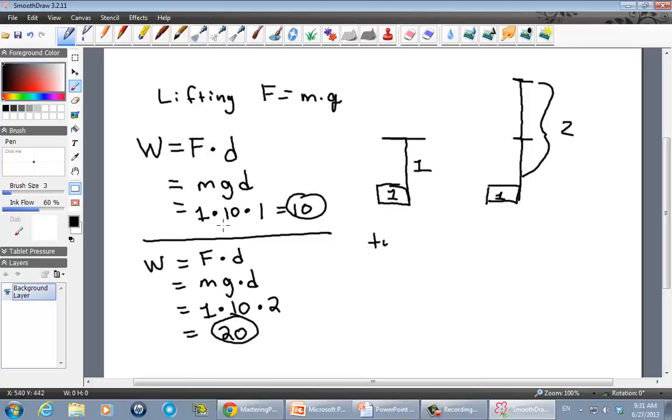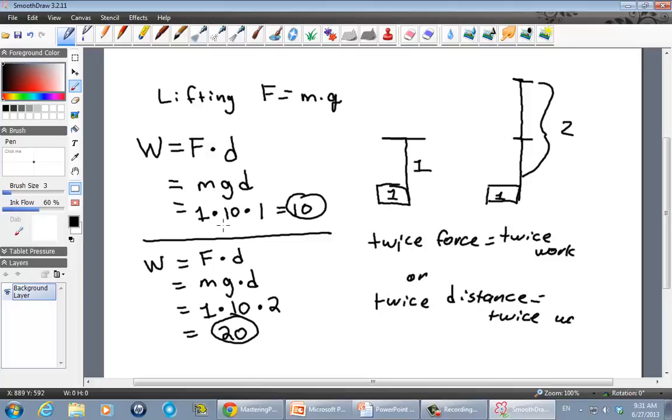So we learned twice the force equals twice the work, or twice the distance equals twice the work. Now, what do you think would happen if we lifted twice the distance and twice the force? So if I added another one here, what would happen? Well, we'd have twice the work because we had twice the force, and then we'd have twice again the work because we had twice the distance. So our work would end up being 4 times as much if we doubled the mass and doubled the distance.